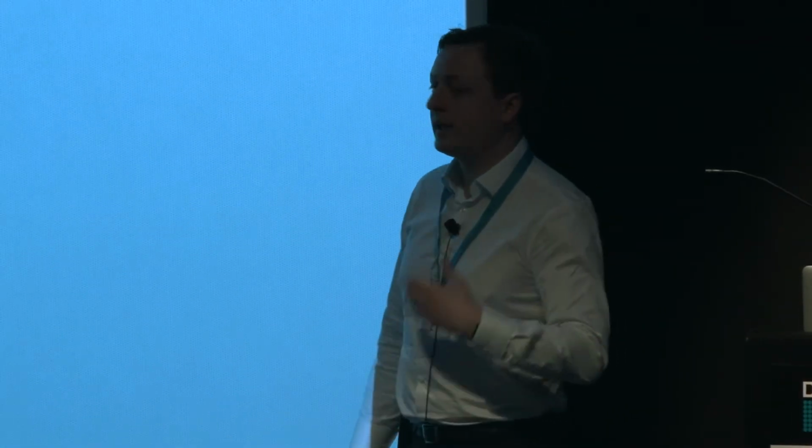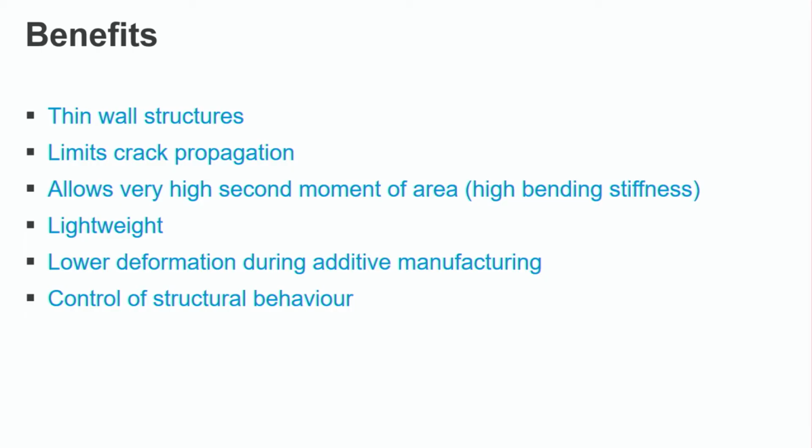You can get a high second moment of area, so you get high bending stiffness. You can get lightweight solutions, typically with very good topology optimization. We're pushing 30, 40% mass savings. If we do latticing on top of that, we can push maybe another 10 to 20% out of the component. The other benefit is you get lower deformation during additive manufacturing. So we're talking about thermal distortion in the part is much lower. And as I mentioned before, we get control over that structural behavior.